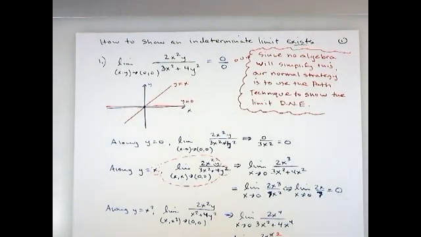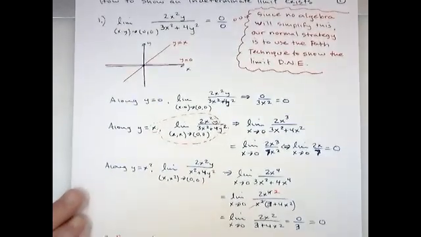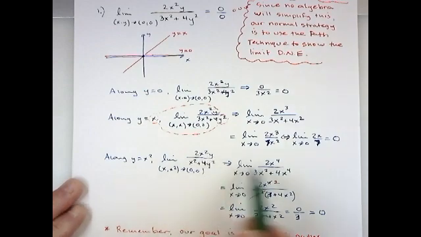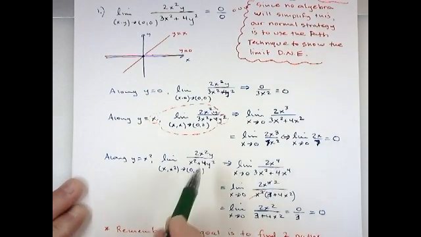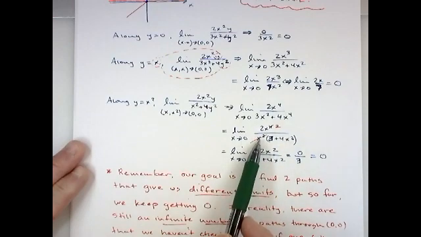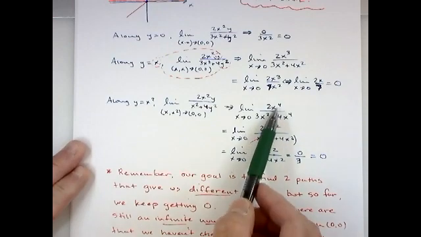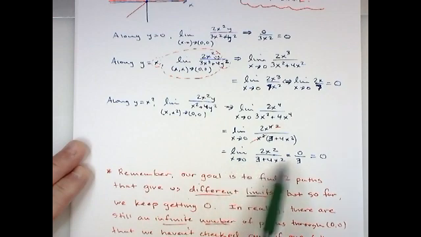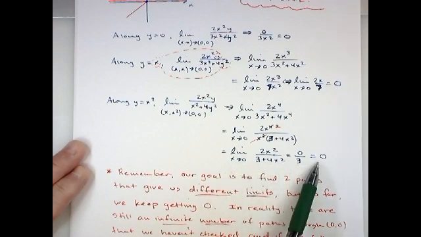What if we tried y equals x squared? Well, if you plug x squared in for y, your numerator becomes 2x to the fourth. The x squared stays the same. And then when you square the x squared, that turns into x to the fourth. So you would get this limit. And if you factor out the x squared from the bottom, that will cancel with 2 powers on the top, leaving you with 2x squared over 3 plus 4x squared. And once again, if you plug in 0, you're going to end up getting 0.